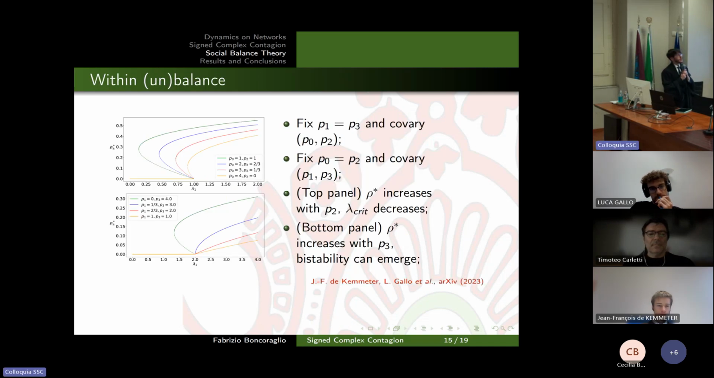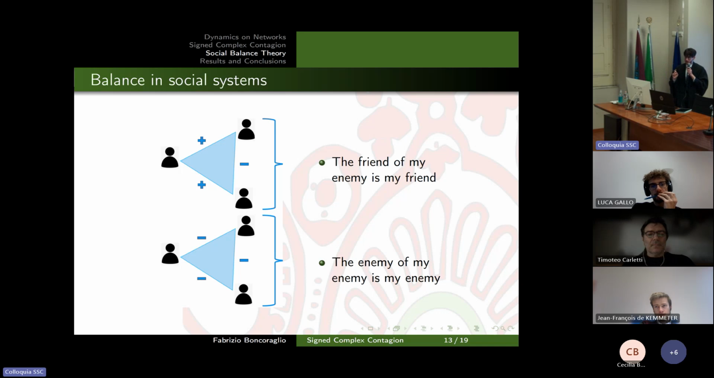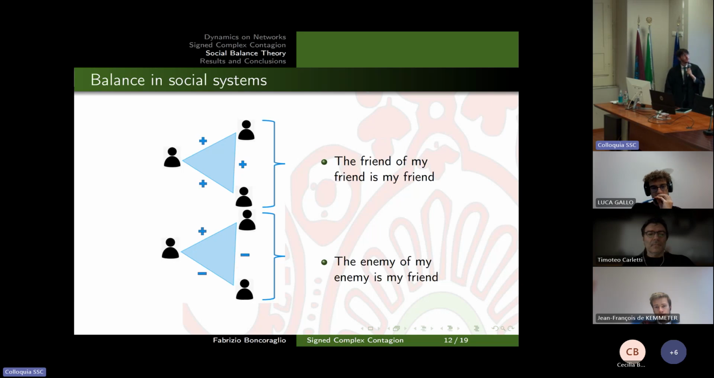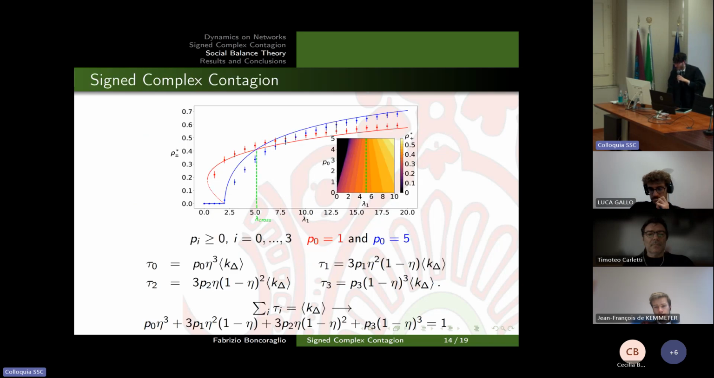In the end, this analysis allows us to compare the proportion, the weight, between the balanced structures of the social network, so triangles with an odd number of positive signs, and unbalanced ones. But we can also analyze the behavior within the balanced structures and within the unbalanced ones, in the sense of which is better between one configuration above and one configuration below. These are the unbalanced ones. Which is better between these 2? What we do here is to fix, as before, P1 equal to P3 and covary P0 and P2, thanks to the interconnection given by the last line between these 4 parameters.